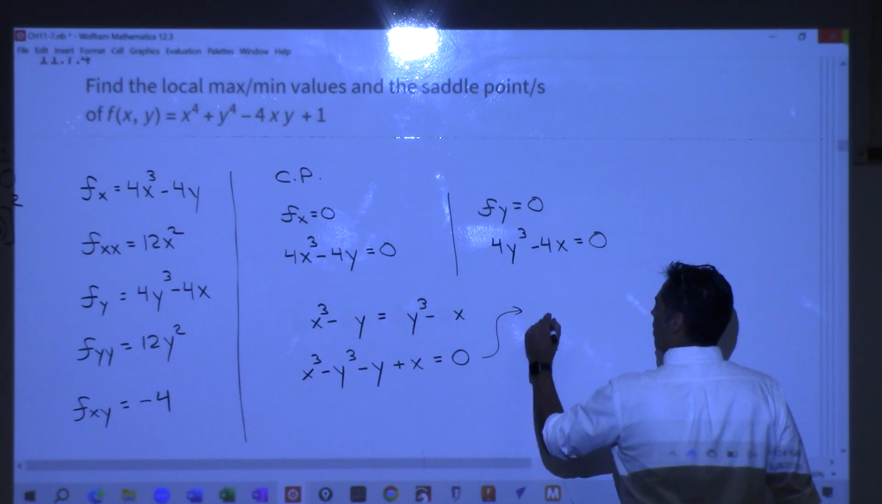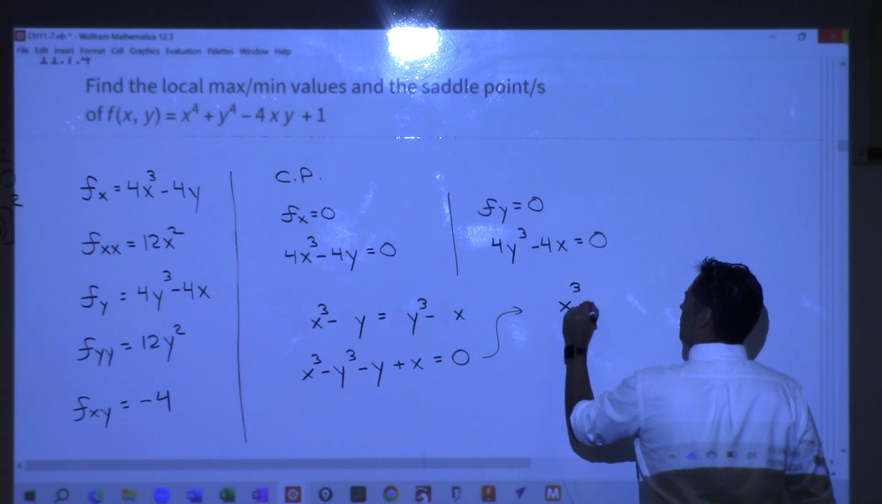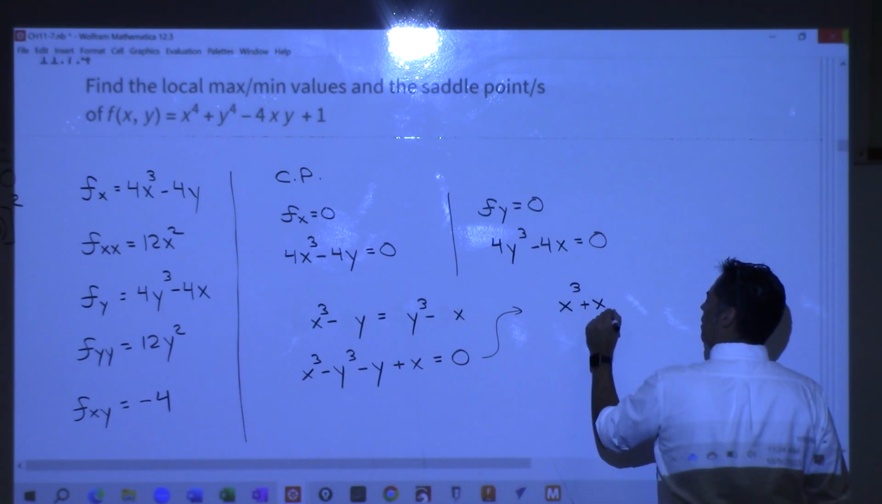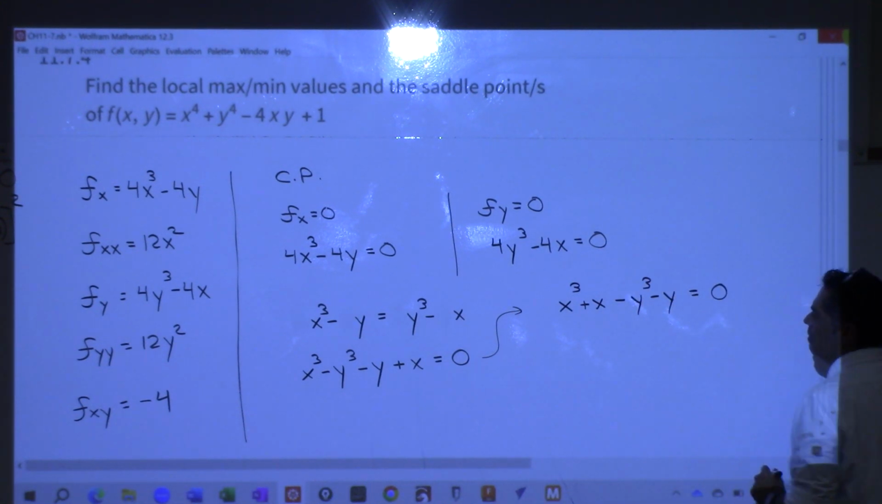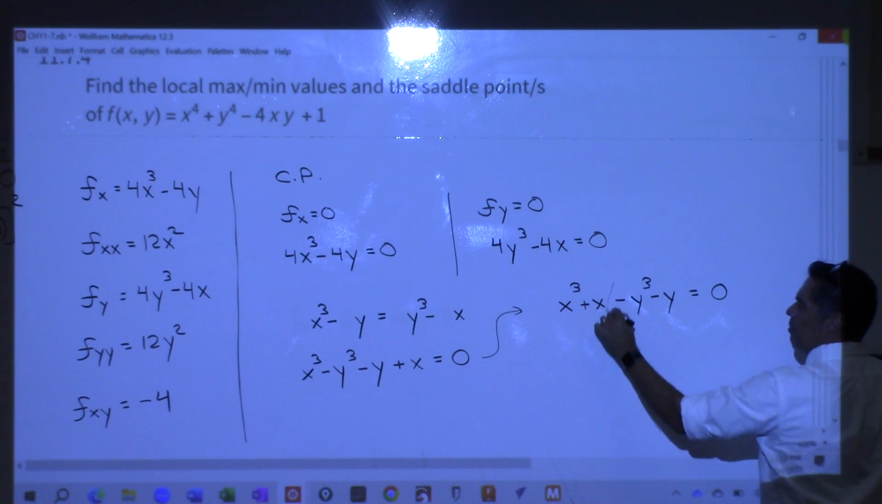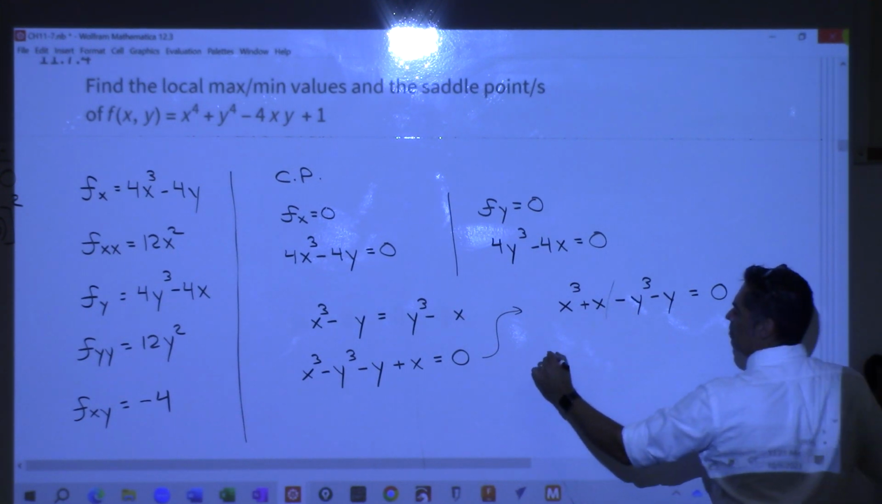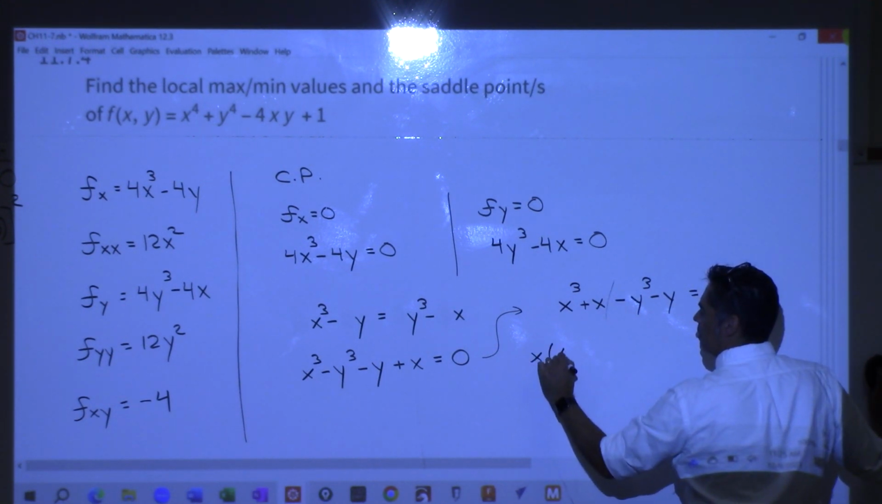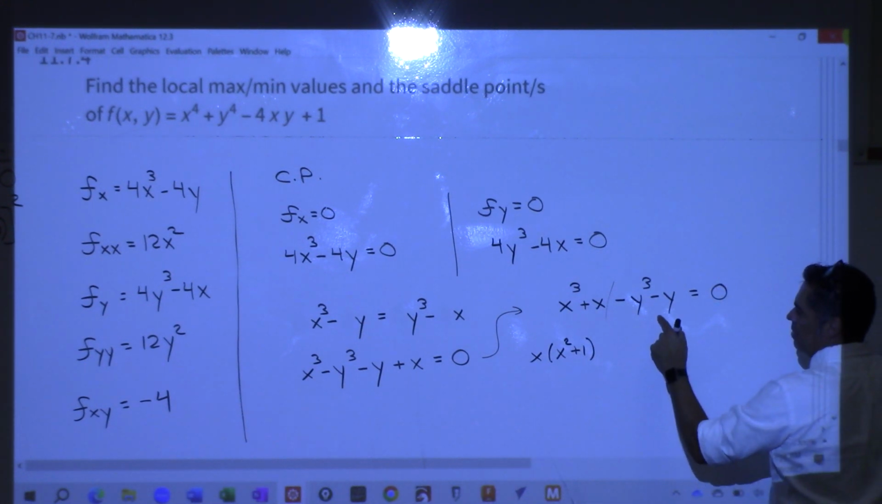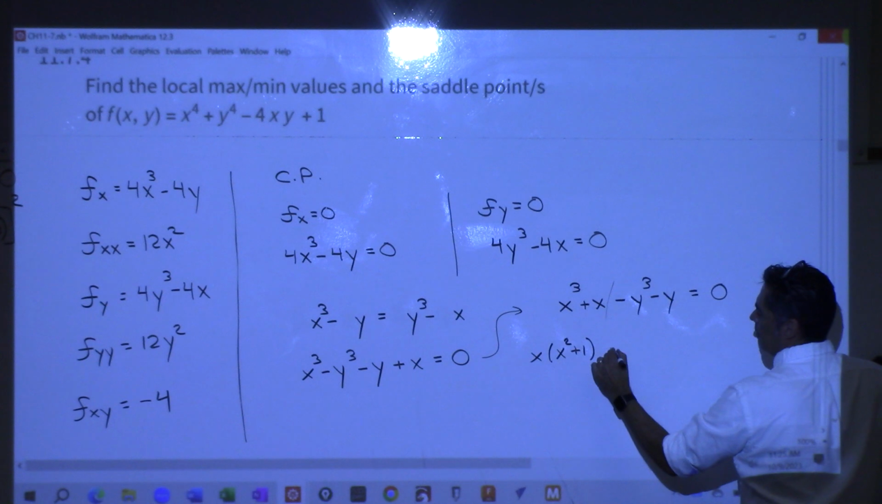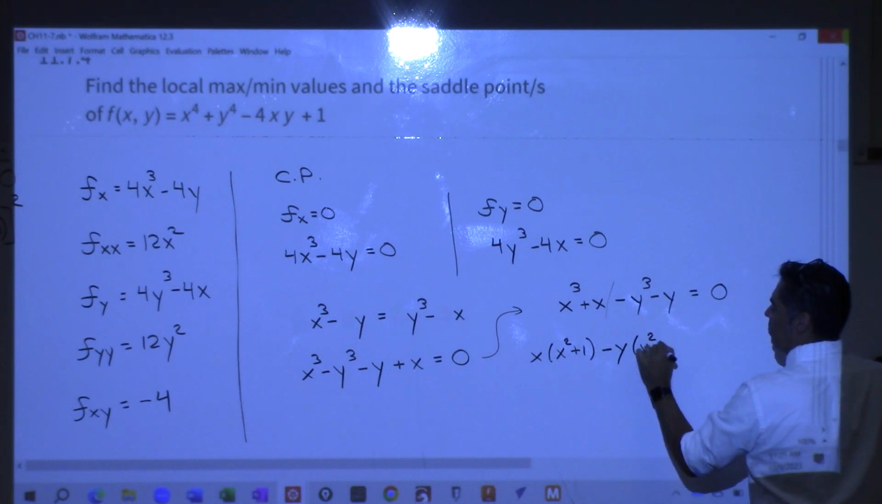So you'd have to do this. x cubed plus x minus y cubed minus y equals 0. Is that what you mean by grouping? Yeah, and then pull something out of this? Yeah, you get x squared plus 1 times x, or x times x squared plus 1. You can do that. I agree. And then can you do anything here? You pull out a negative y and be left with y squared plus 1?